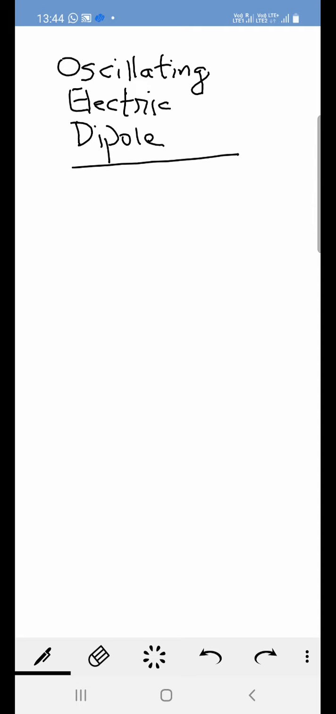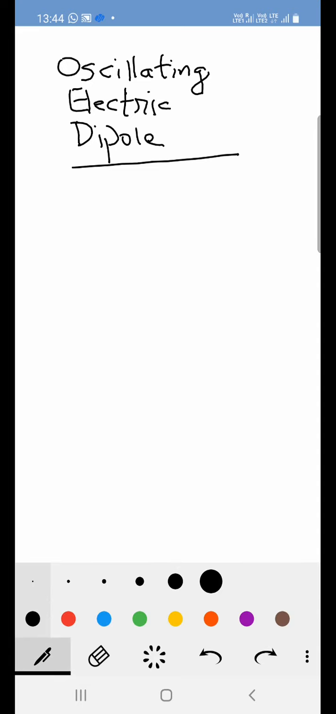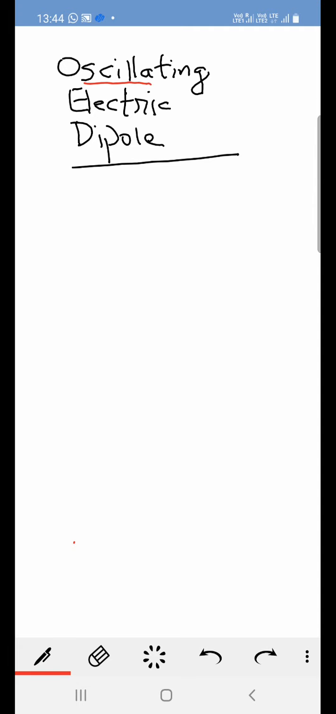Now, an oscillating motion of a system is an accelerated type of motion, and acceleration is always associated with radiation. So when we're talking about an oscillation, it means there is an acceleration taking place, and the acceleration normally leads to radiation.